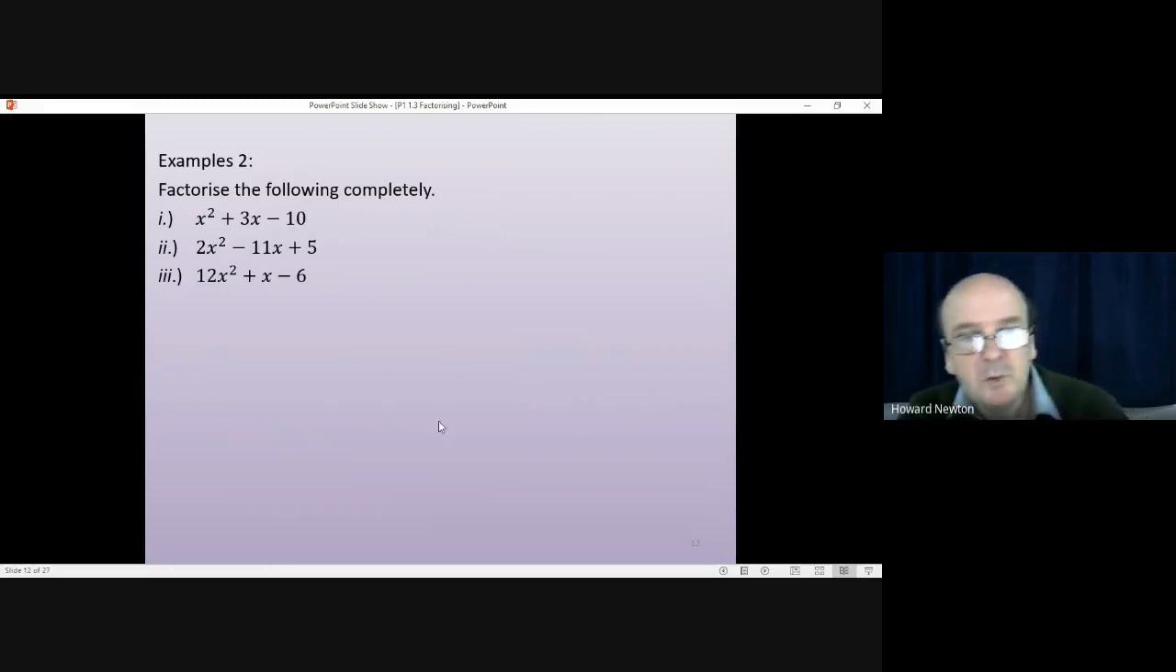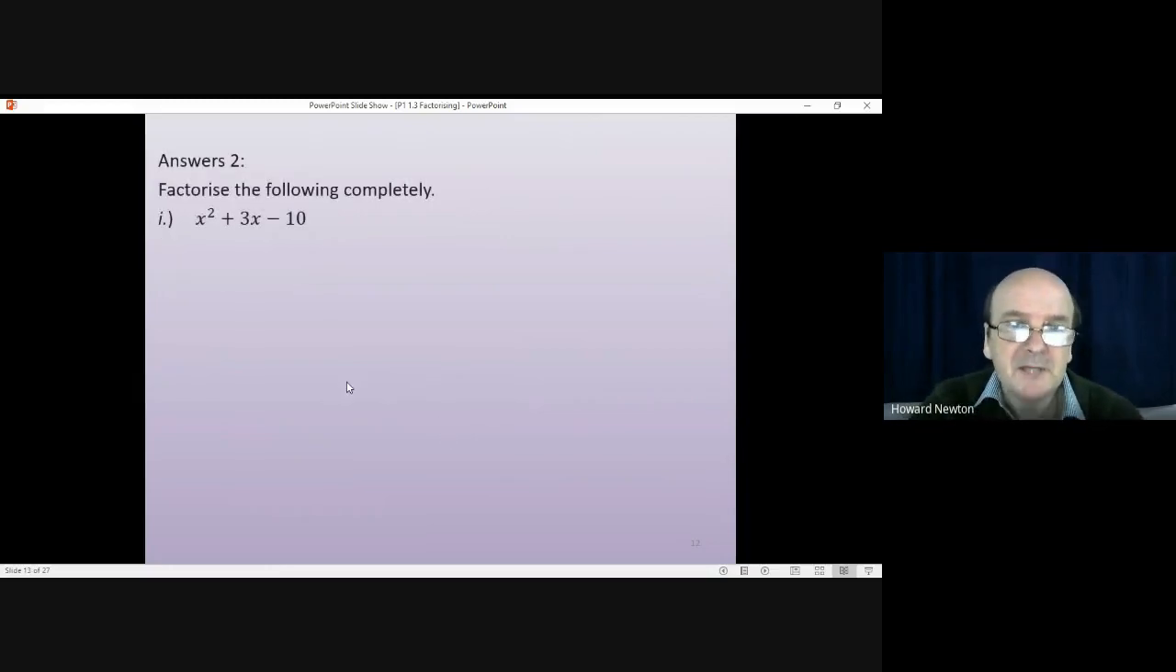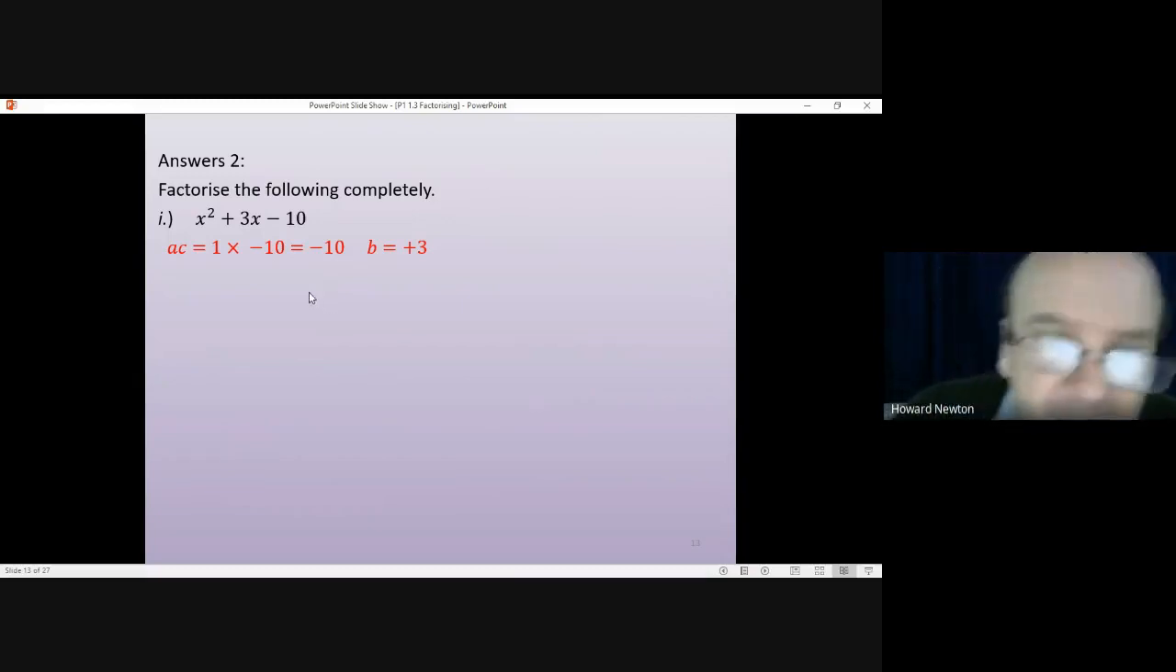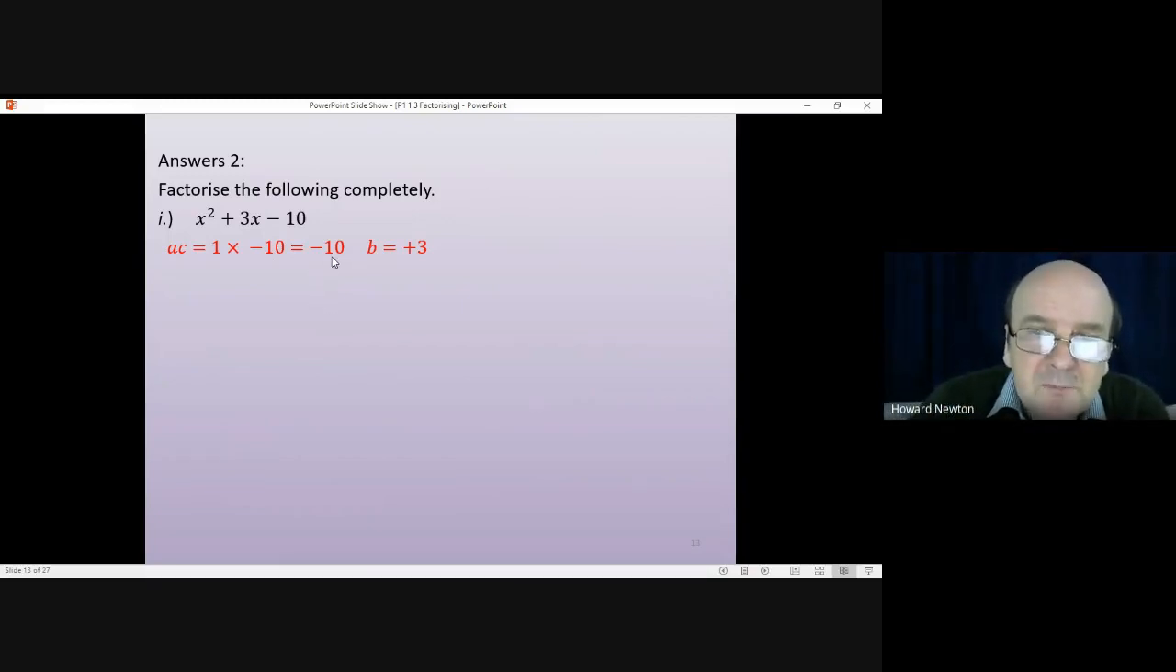Okay, we'll look at question 1 first of all. x squared plus 3x minus 10. So if we multiply a and c together, 1 times minus 10 is minus 10. b is 3. So we're looking for 2 factors of minus 10, that when you add them together, you get 3. And do keep the minus in. So it could be 1 times minus 10 or minus 1 times by 10, and so on and so on.